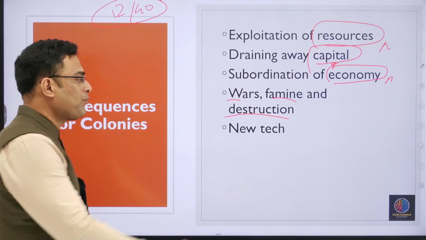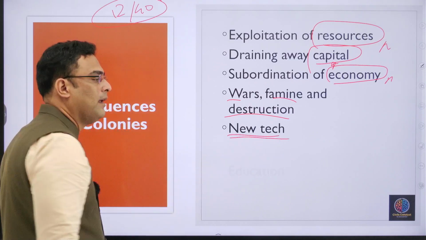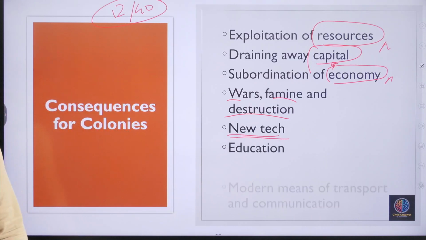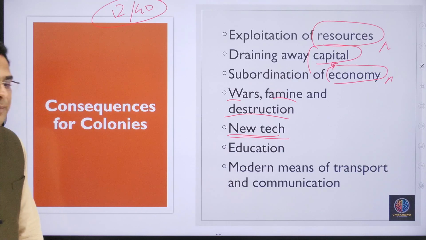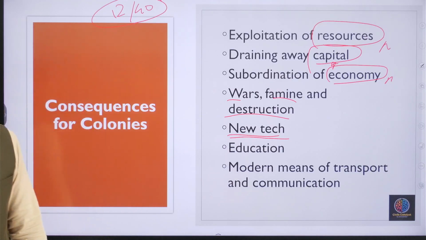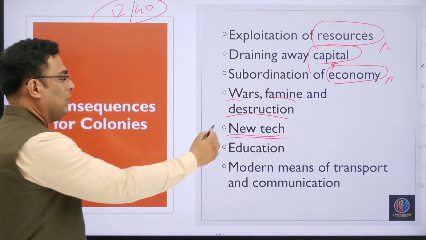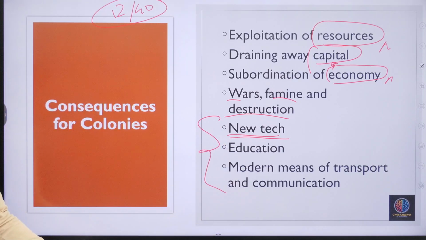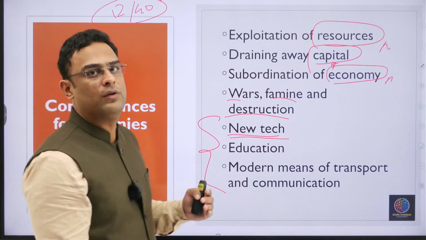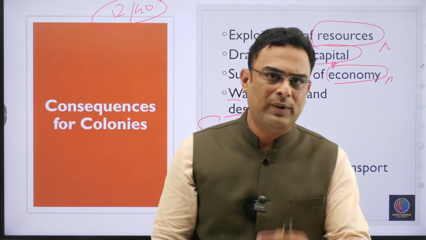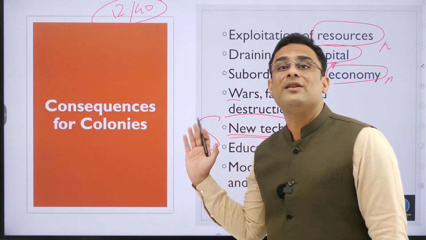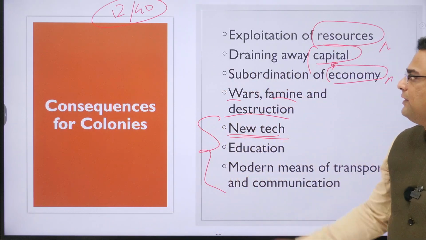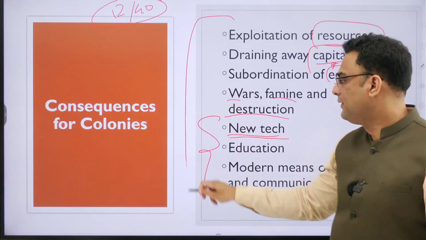New technology was introduced. Education, we've seen that modern education was brought about. Modern means of transport and communication also came. But all of this was geared up for the colonial rule, not so much for the benefit of the colonial people who were natives. It was for the colonists. Okay, so these were the impact for the colonies.